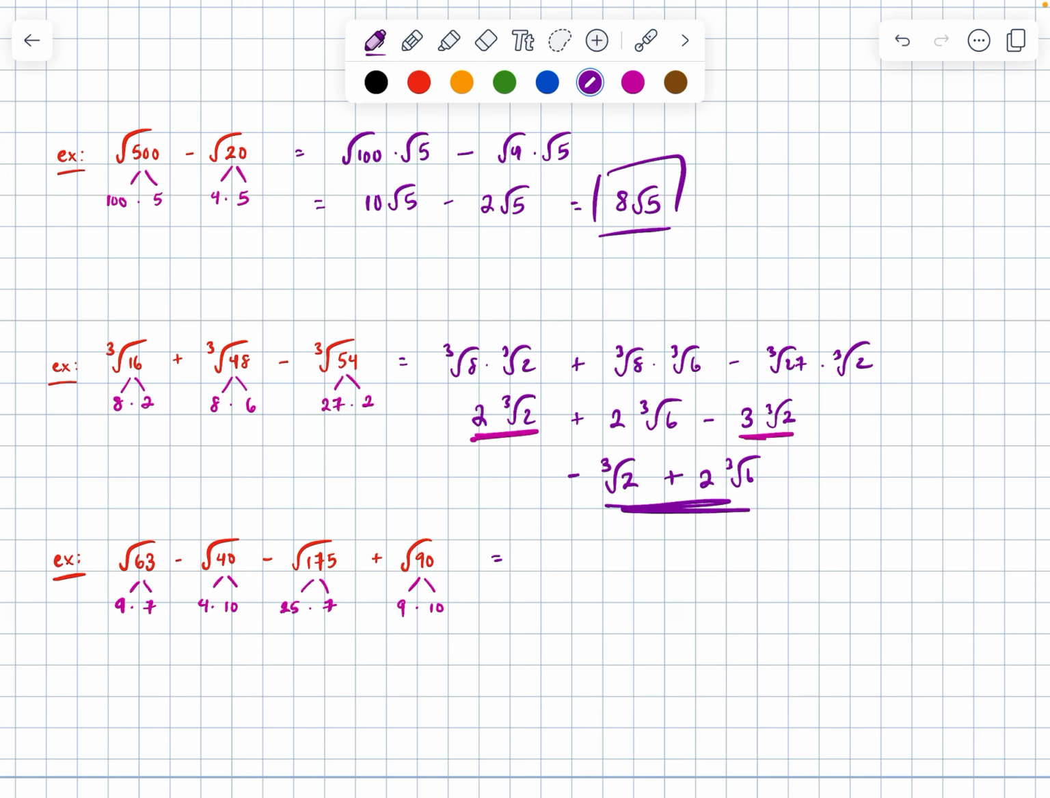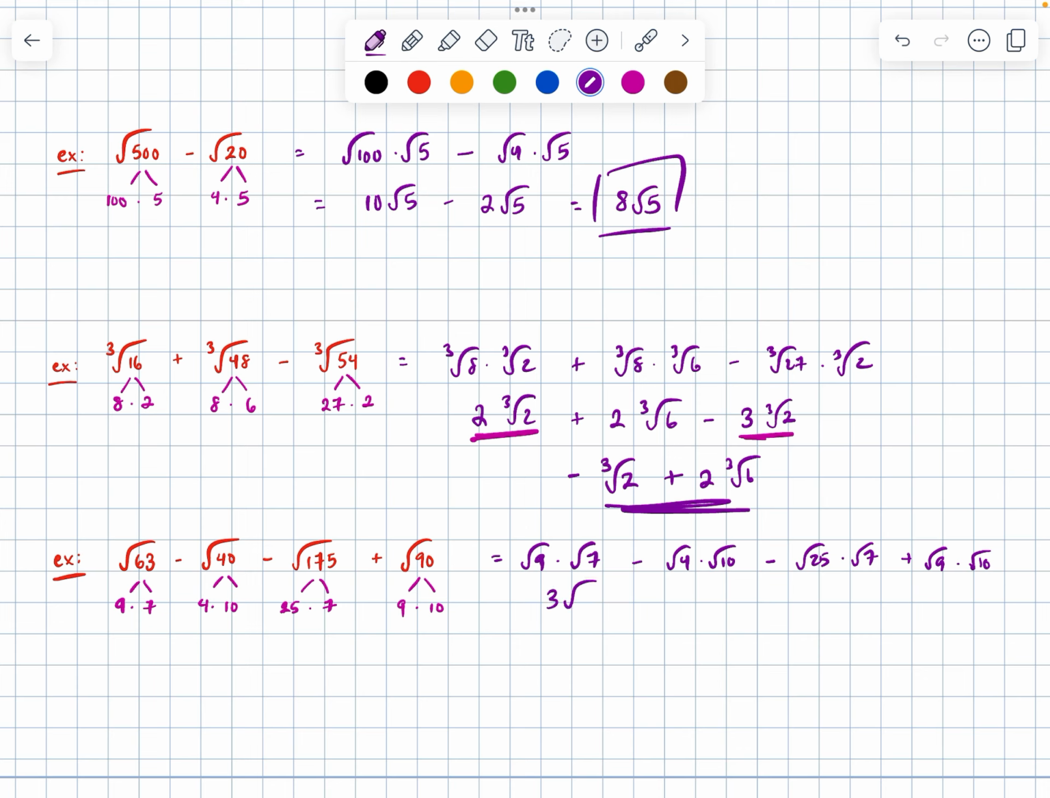And 9 is a perfect square. From here, breaking everything down, the square root of 63 is the square root of 9 times the square root of 7, minus the square root of 40, which is the square root of 4 times the square root of 10, minus the square root of 175, which is root 25 times root 7, plus the square root of 90, which is root 9 times root 10.